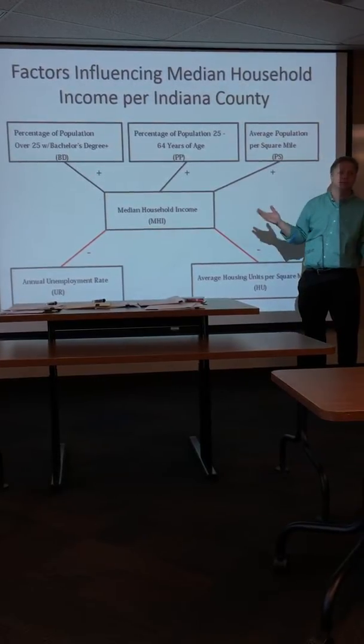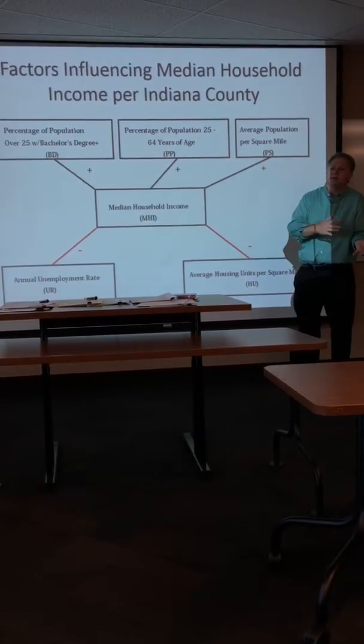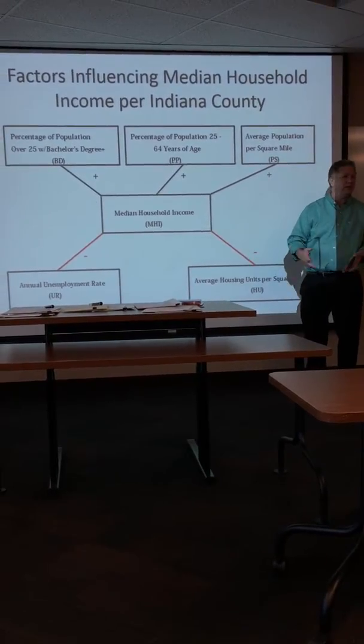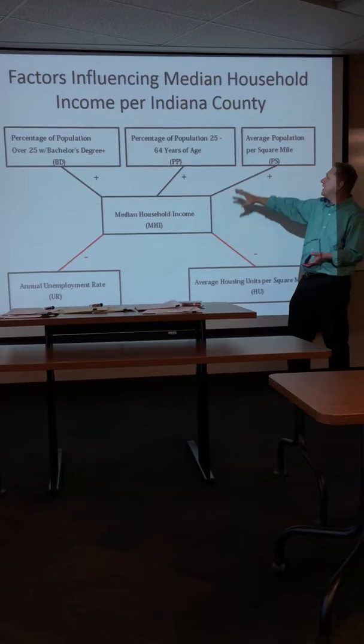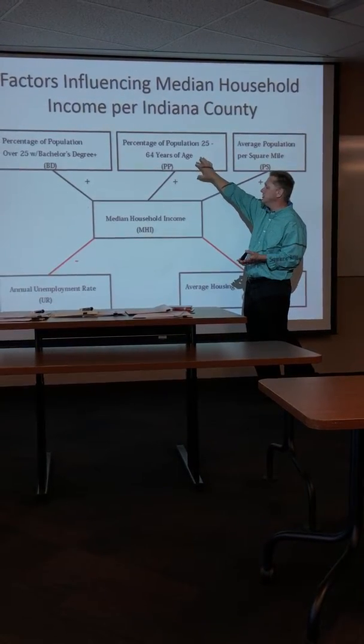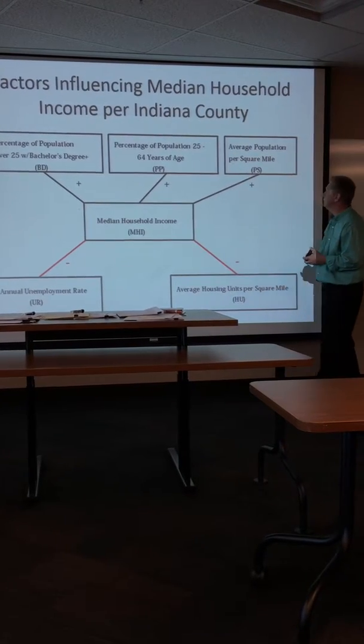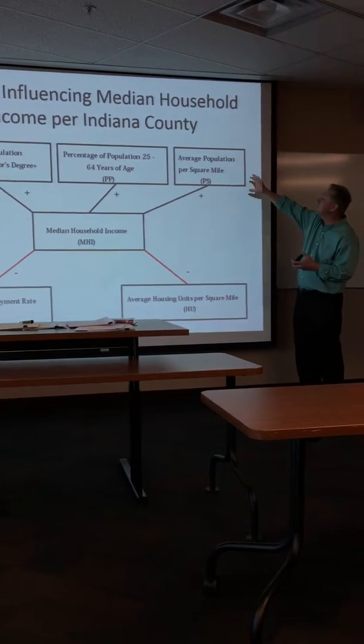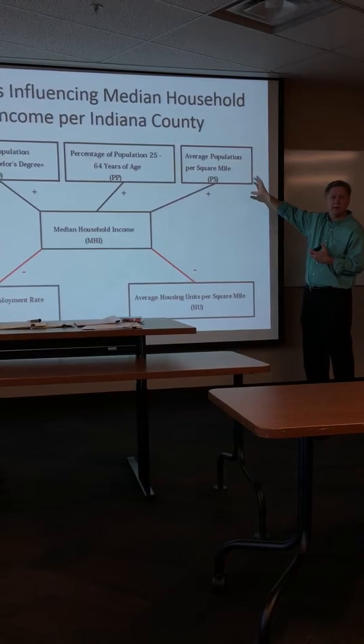You have a bunch of old people living there, well, they're taking retirement, so the income is down. You have a bunch of kids living there, and the income doesn't matter. So it has to be working age people, a percentage of people in the population that are of working age. That's a positive influence.